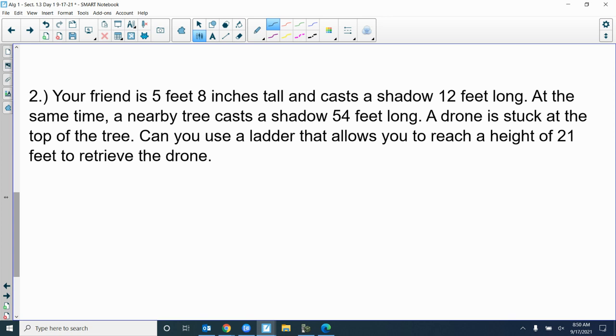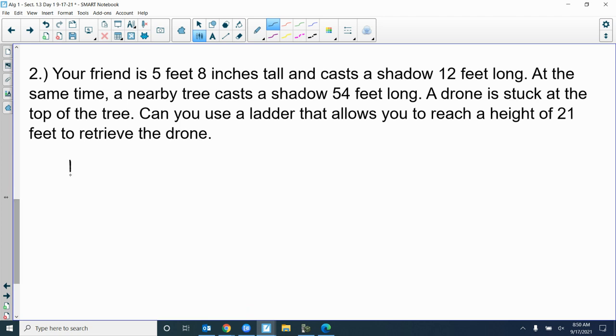All right, let's draw the situation. Basically, you can just boil this down to 2 triangles. Here's your person: 5 foot 8, shadow's 12 feet long. Anybody see the problem we have right here with 5 feet 8? There's inches and feet. This is 12 feet. And 5.8 is not 5 feet 8 inches.